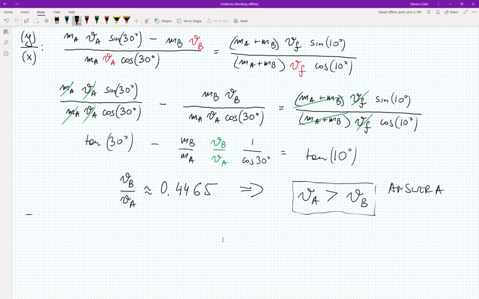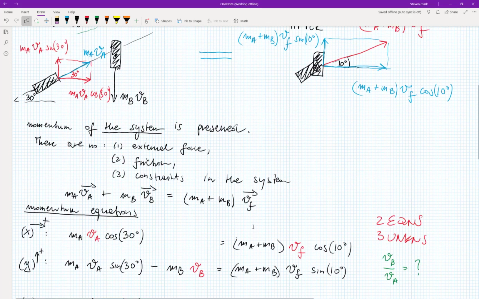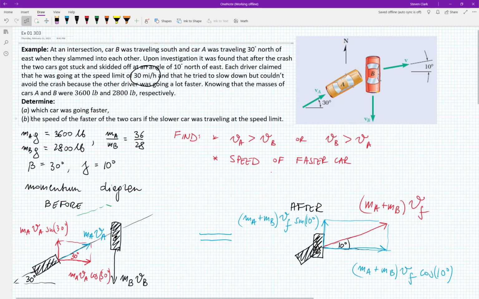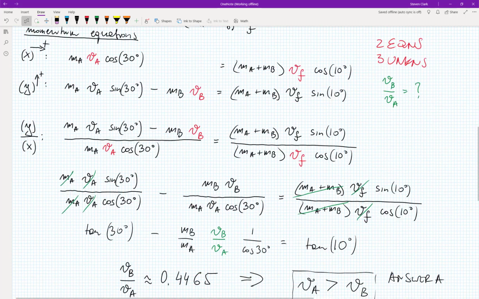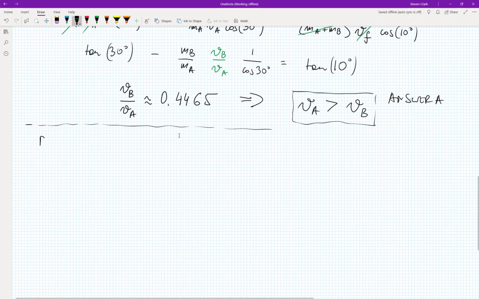Okay. But what was part B? There was also part B, right? So let me scroll up the board. And I think that in here they ask us to just figure out what was the speed of the faster car, right? If the other car obeyed the rules, yes? So basically now part B.